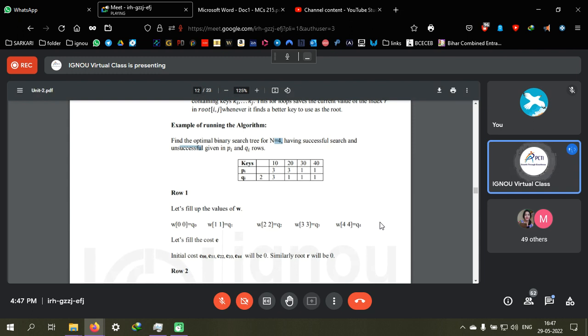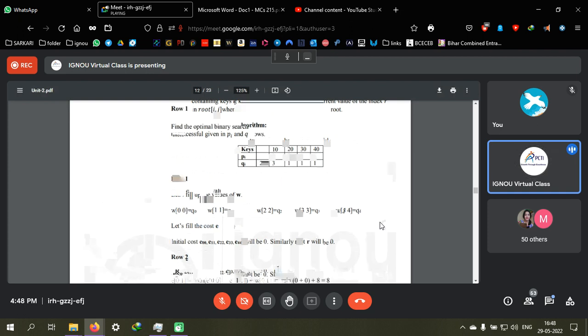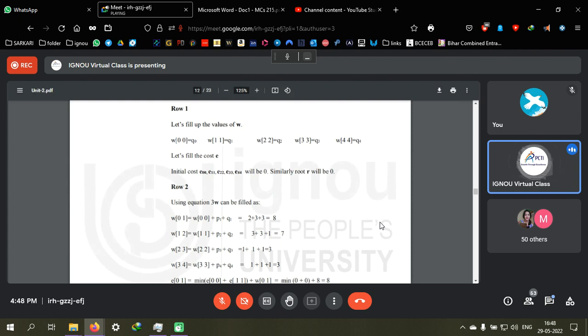We have two rows here, pi and qi. That means whenever we are using this key, there is an implementation. So first we have to find w. W, that means when both are equal, 0, 0, 1, 1, 2, 2, 3, 3, 4, 4. When both are equal, we are giving a value q0, q1, q2, q3 and q4. After that, we have to find the cost, that is E. How we can find E? Before finding E, we have to calculate the values.